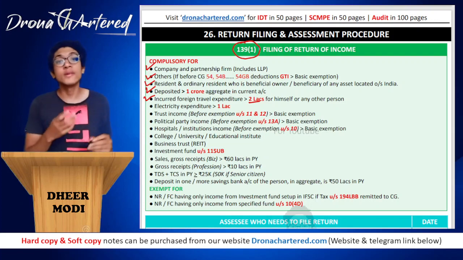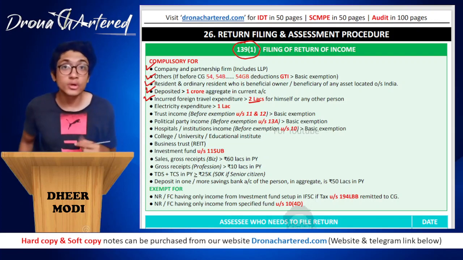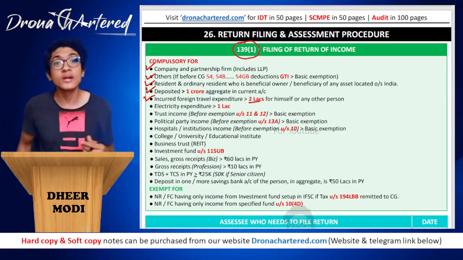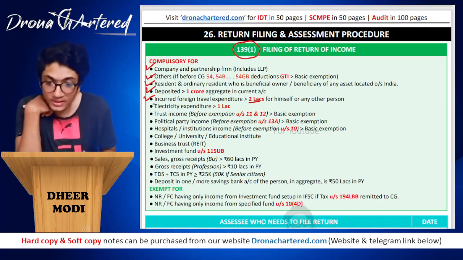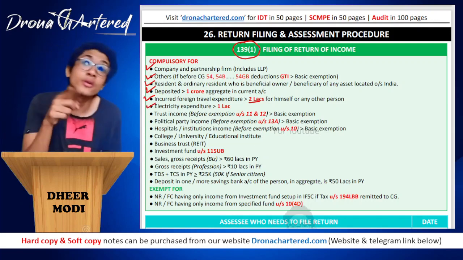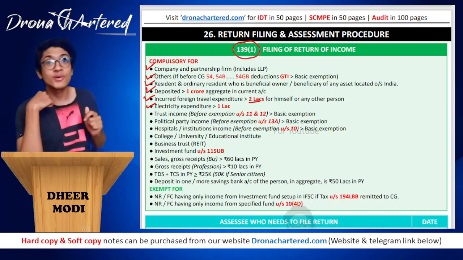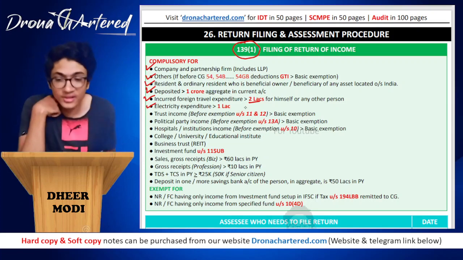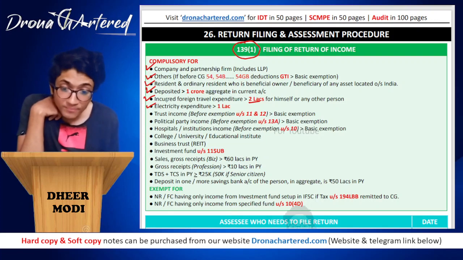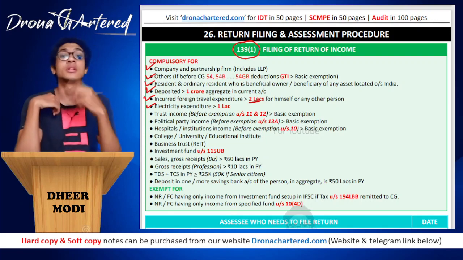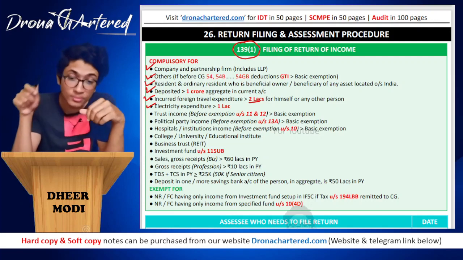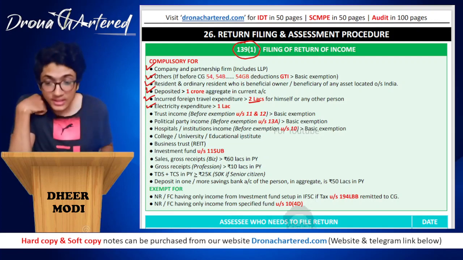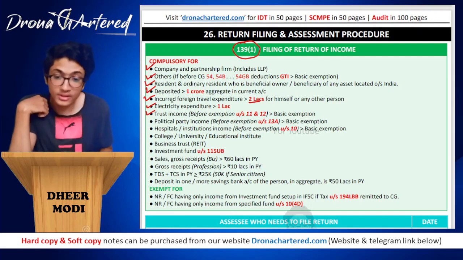That means either you went, or for example your dad went and you spent more than 2 lakh rupees for him when he was outside, then you have to file your return of income. They want to know that, boss, if you can spend 2 lakh on a foreign visit, then definitely you have some income, so please file your return of income. Okay, if your electricity expenditure comes to more than rupees 1 lakh, in such a case, you have to file your return.